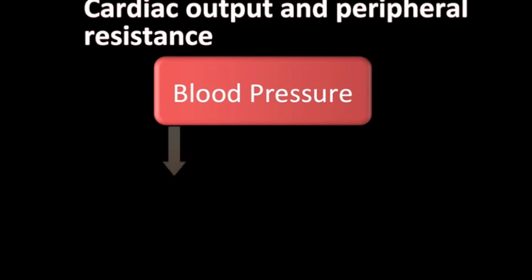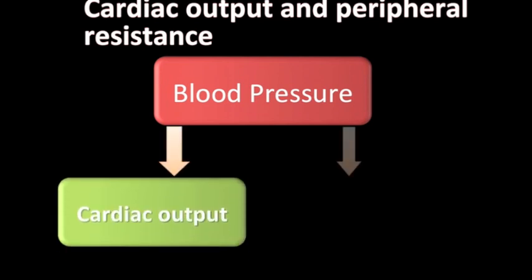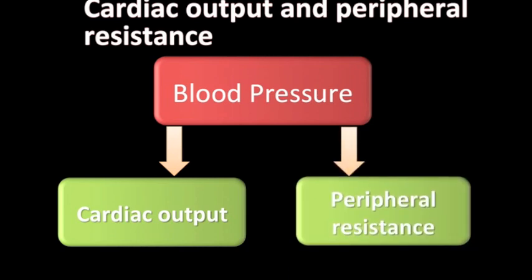The maintenance of normal blood pressure is dependent on the balance between the cardiac output and the peripheral vascular resistance. It follows that patients with hypertension may have an increase in cardiac output, an increase in systemic vascular resistance, or both.